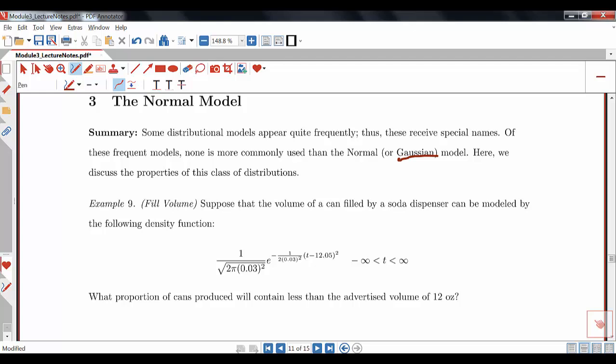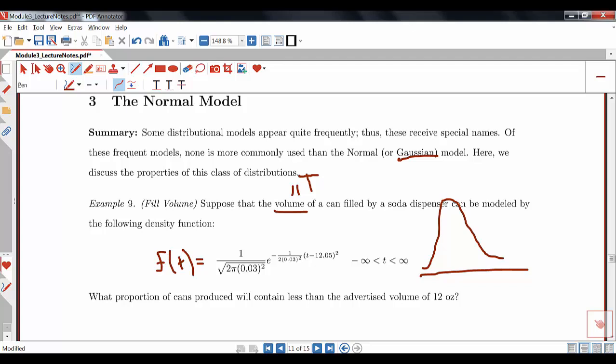Here's an example. Suppose that the volume of a can filled with soda is modeled by this density function. So this is just our f of x, but in this case f of t. We're going to let capital T represent the volume, and this is then a density function, f of t. It's defined for all real numbers, so once you get past 0, there's almost no probability. Just as we did in the other section, if we want to find a probability or a proportion, we're going to take this density function and then just integrate over a certain region to find that probability.